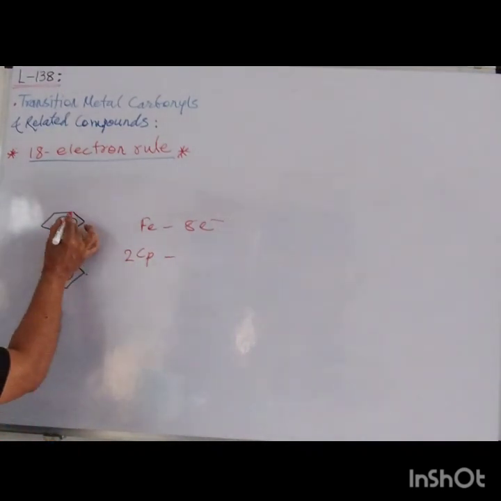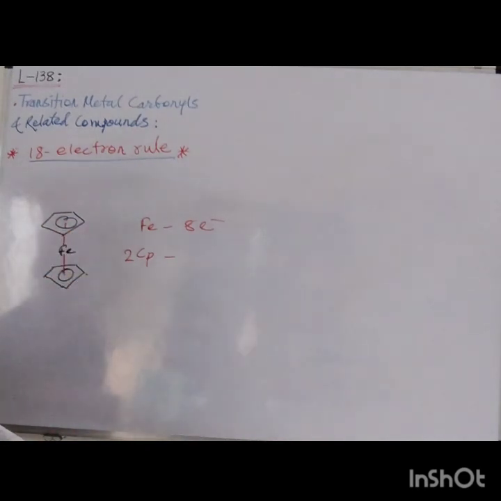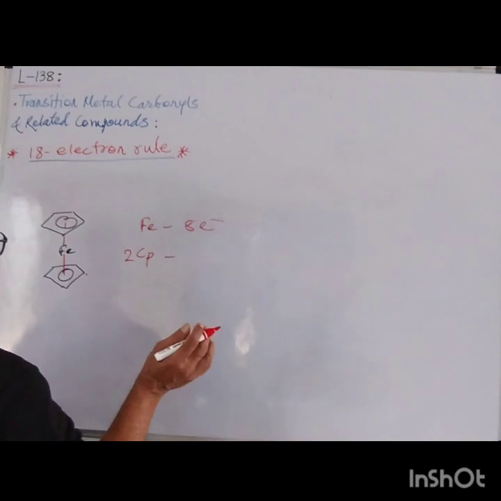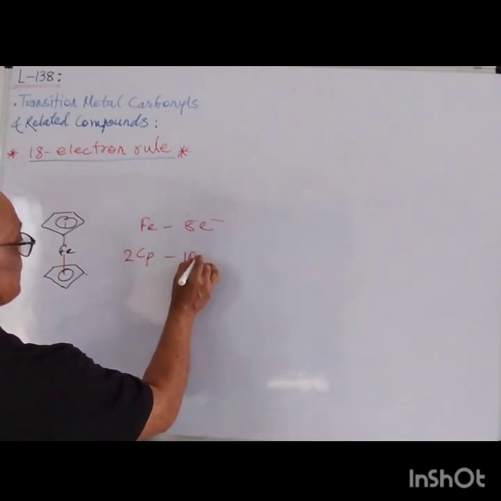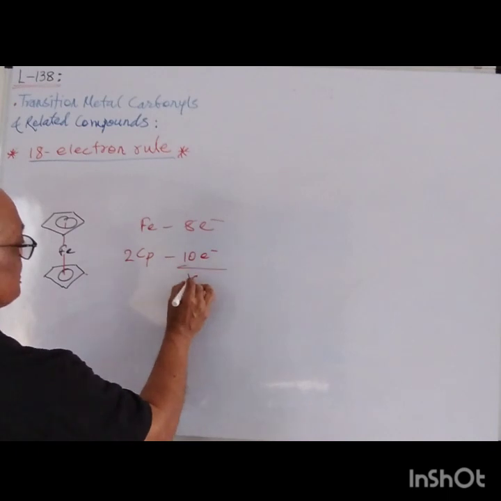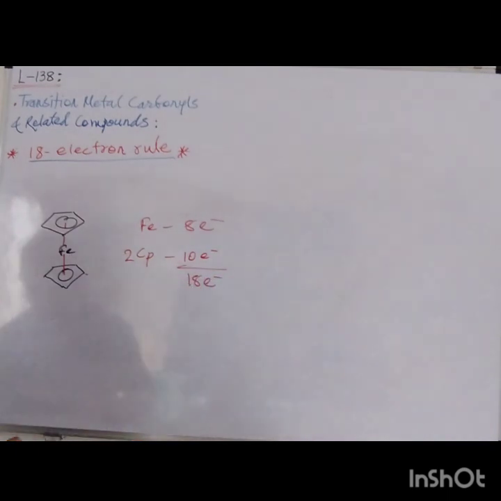So there are 5 carbons, and each carbon will contribute 1 electron. So 2 Cp means 2 into 5, that is 10 electrons. So it gives 18 electrons in total.